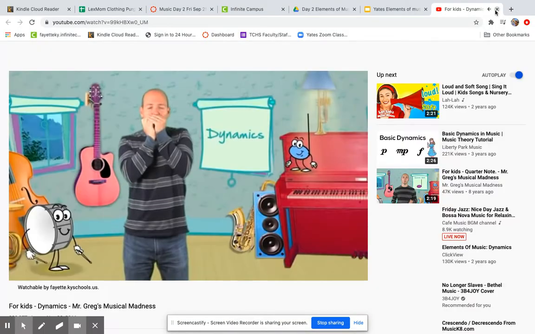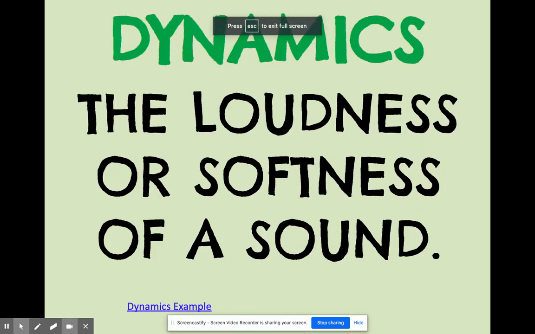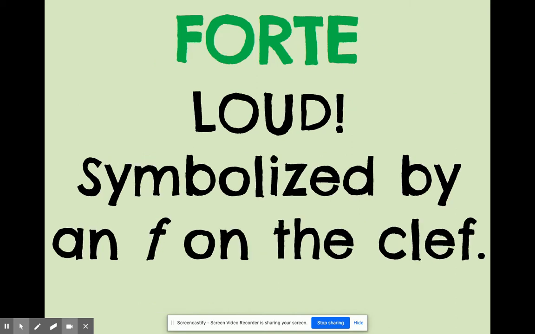Wasn't that fun? Okay, so back to our notes. Dynamics is the loudness or softness of a sound, the volume. When we get into volume, we have specific words that help indicate how loud or how soft it is. When we say something is forte, that means it is loud. All of these dynamics words are Italian. On the staff, forte will have an italicized, slanted F on it to symbolize that you have to play this sound loudly.